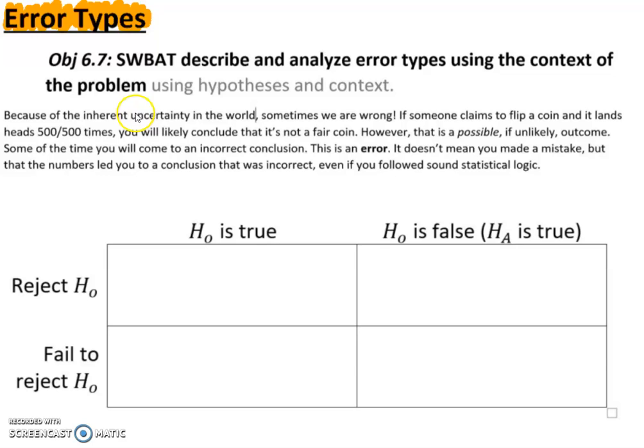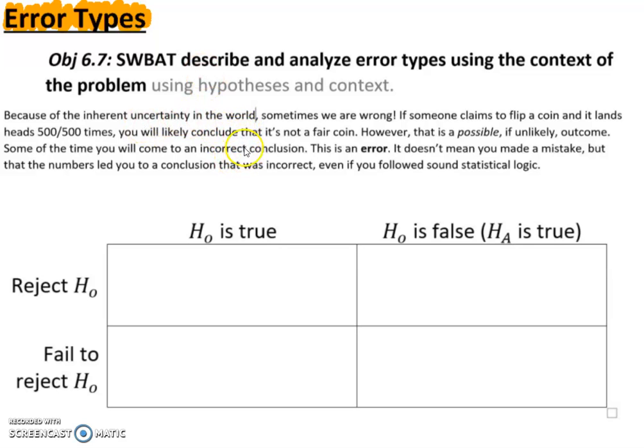So, as you see on the page, it says, because of the uncertainty in the world, we occasionally come to conclusions that turn out to be wrong. We don't know that they're wrong always. We sometimes will never find out. But when you have to come to a conclusion based on incomplete data, that just happens sometimes.